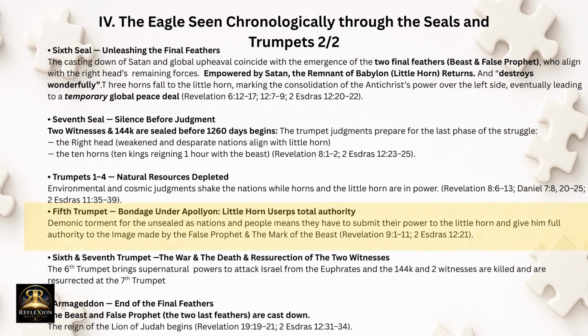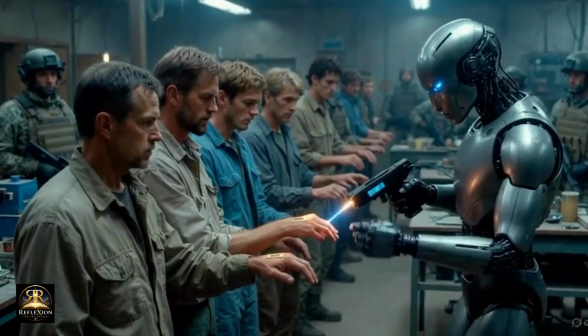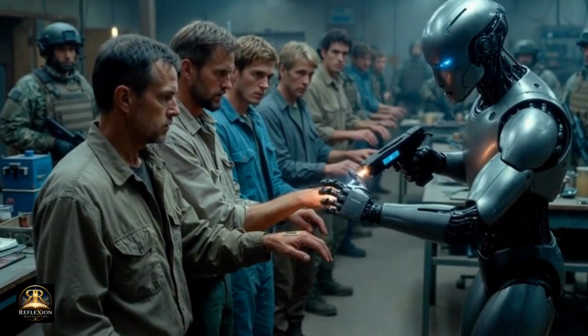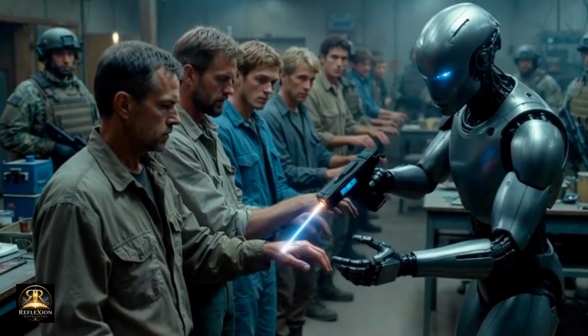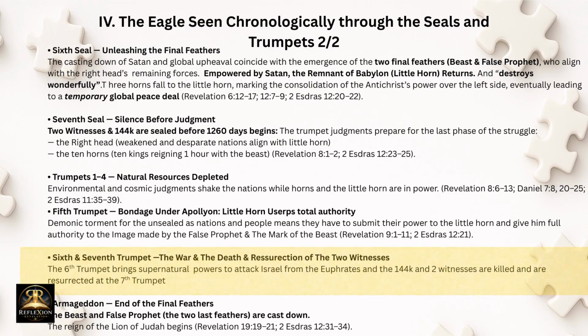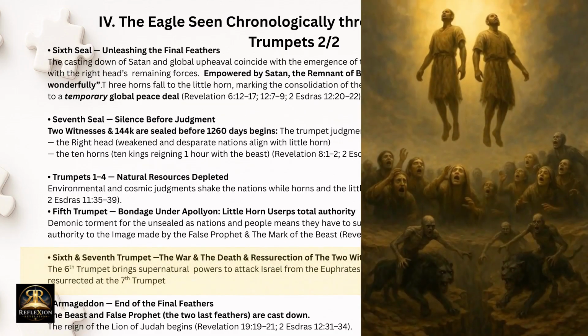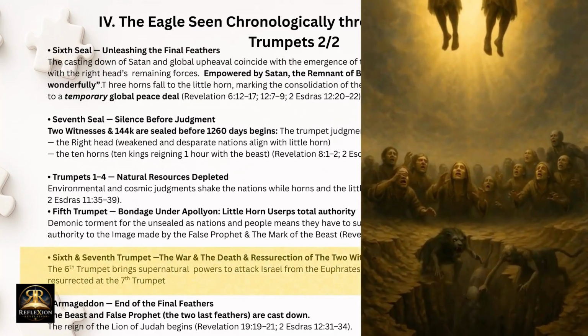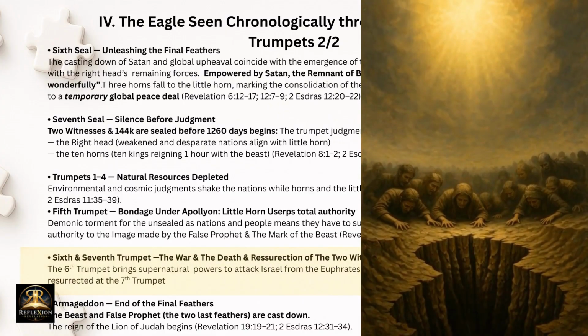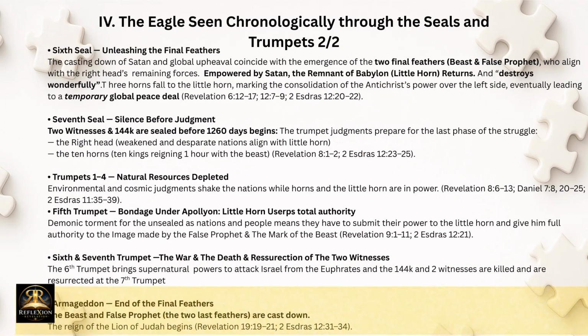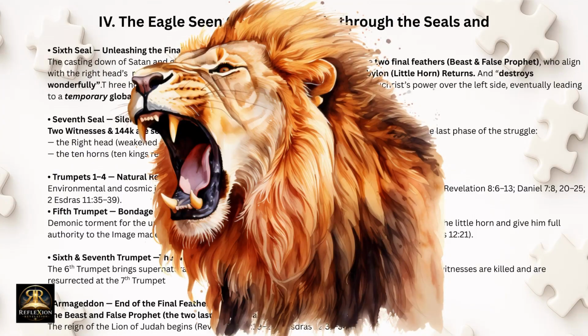Anyway, demonic torment for the unsealed nations means that obviously people have to submit their power to the little horn and give him full authority to the image made by the false prophet and the mark of the beast, of course. The sixth trumpet is obviously the war and the death and resurrection of the two witnesses. The sixth trumpet brings spiritual power that attacks from the Euphrates, and 144,000, and the two witnesses are killed, but are resurrected at the seventh trumpet. Armageddon, the end of the final feathers. The beast and the false prophet, the two last feathers, are cast down. The reign of the Lion of Judah begins.